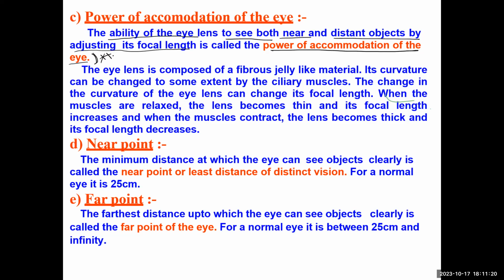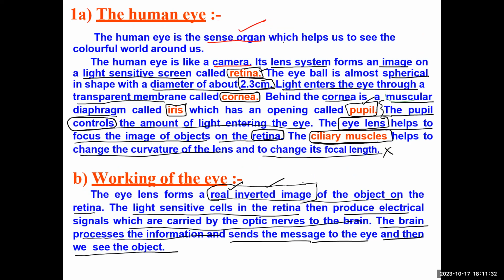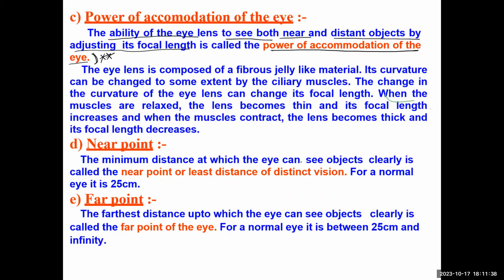Here the power of accommodation of the eye is nothing else but adjusting of the focal length. How is the focal length adjusted? The focal length is adjusted with the help of the ciliary muscles, as we have just studied. With the help of the ciliary muscles, we can see the near objects or the far objects, by adjusting the focal length. The ability of an eye to see nearer or farther objects by adjusting the focal length is called the power of accommodation of the eye. This is an important definition which can be asked as a 1 mark question.